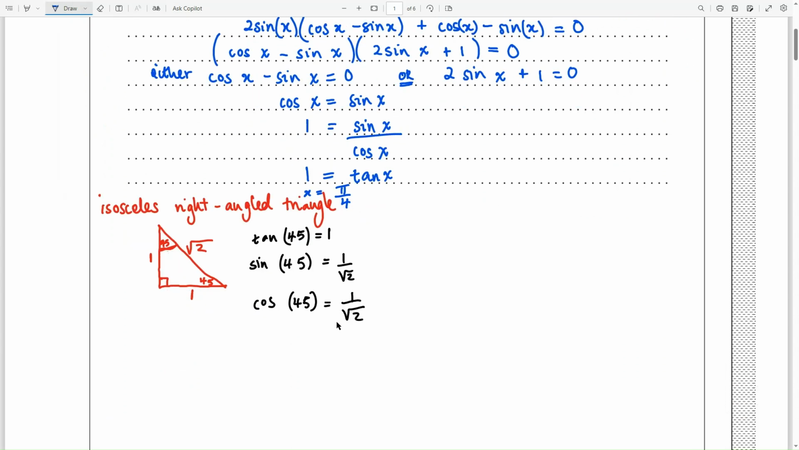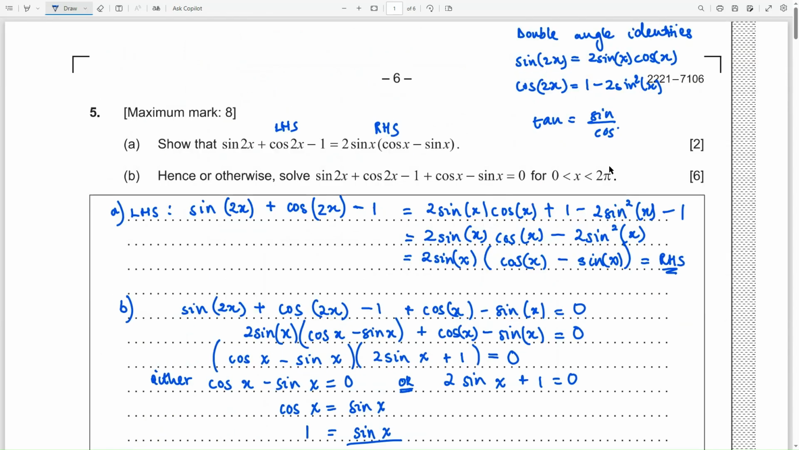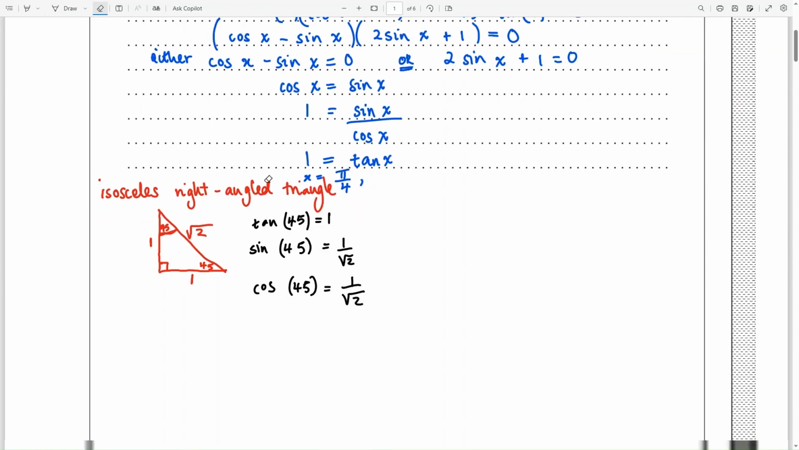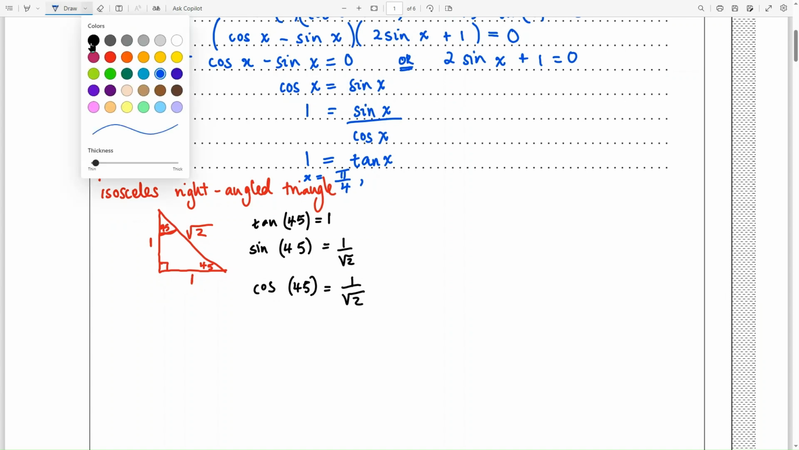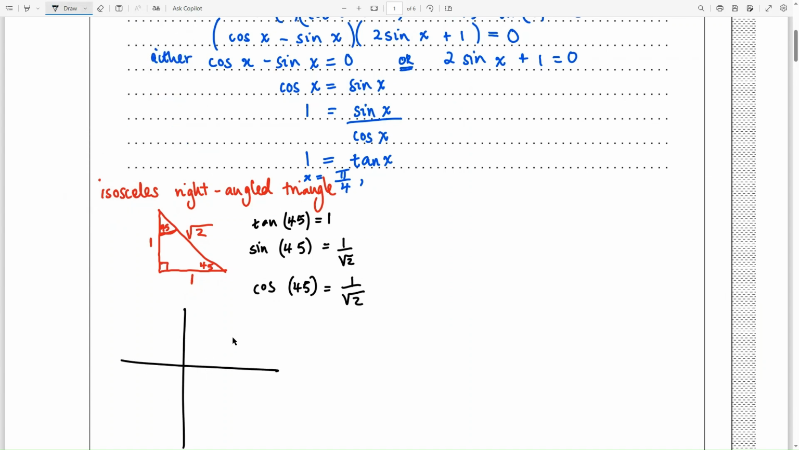Then there's another thing we need to consider. There could be other values within the range that you were given. You were told to find all the values between 0 and 2 pi. So there could be other values that give you 1 when you substitute them into tan. So in order to figure those out, we're going to use a CAST diagram. All your trig ratios are positive in the first quadrant, and this is where you do all the angles that are between 0 and 90 degrees, right? So that's where 45 would go. We found out in this quadrant, x is equal to 45, right, which is pi over 4.